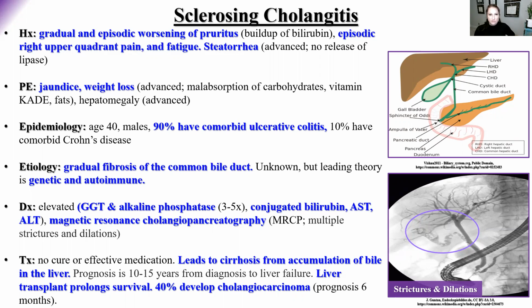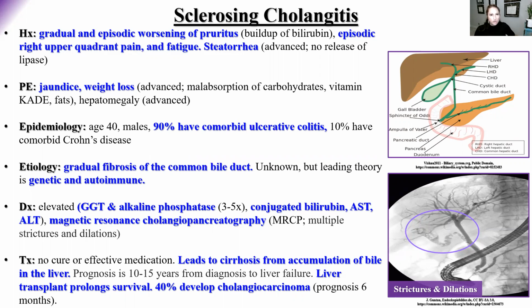MRCP is going to be the definitive test. This is magnetic resonance cholangiopancreatography. And you'll see multiple strictures and dilations. So look at this bottom picture here. You can see what's circled in purple. You'll see these strictures or these scarring, and then you'll have dilations in the area after that. So that's our definitive diagnostic test.